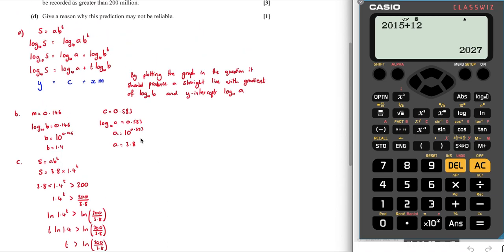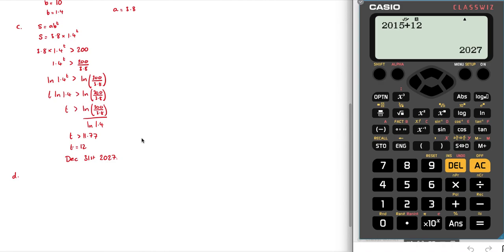Now, part D, the usual question when we're looking at any kind of modelling. Give a reason why this prediction may not be reliable. Well, with the benefit of hindsight, and to be fair, when this paper came out, you could probably have used this example. The paper came out in 2020. That was the year of the global pandemic. In 2015, when they came up with this model, they were not planning for a global pandemic, and we all know what happened in the pandemic.